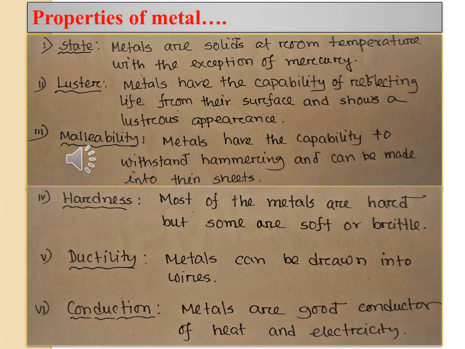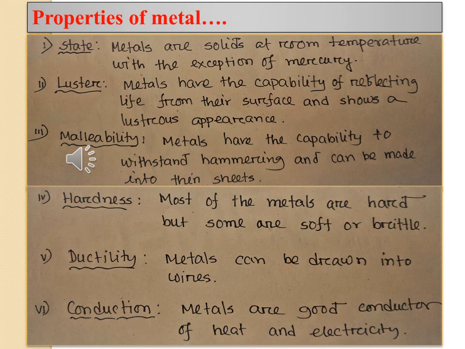The third point is malleability. Metals have the capability to withstand hammering and can be made thinner. They can be converted into thin sheets, and for this reason they have malleable properties. Now, the fourth point is hardness. Most metals are hard, but some are soft or brittle. For example, sodium is a soft metal.